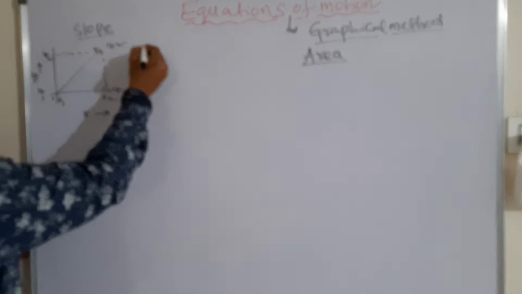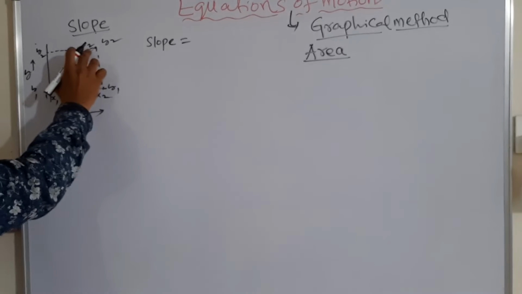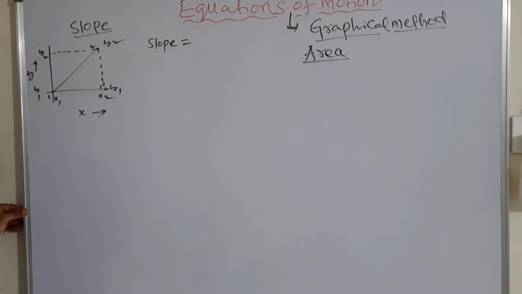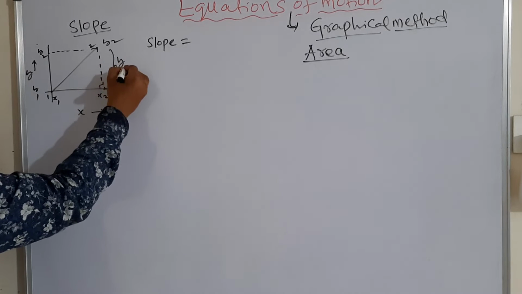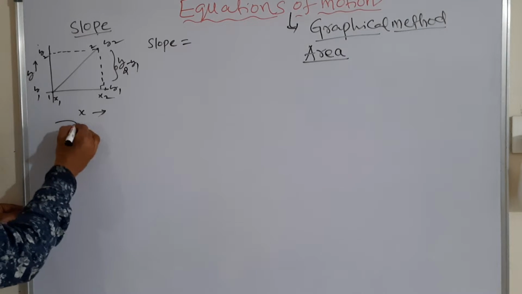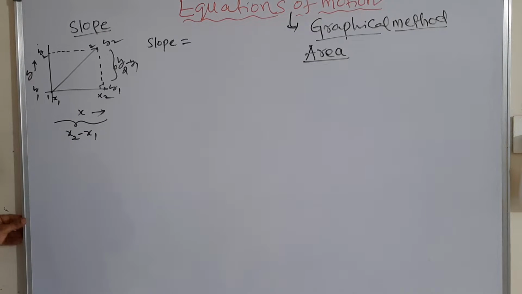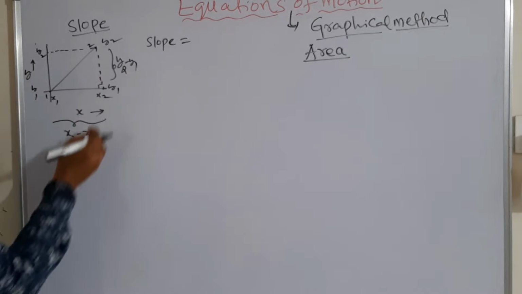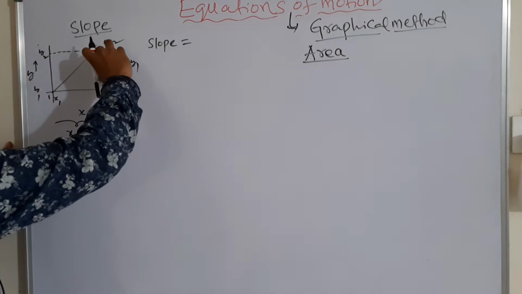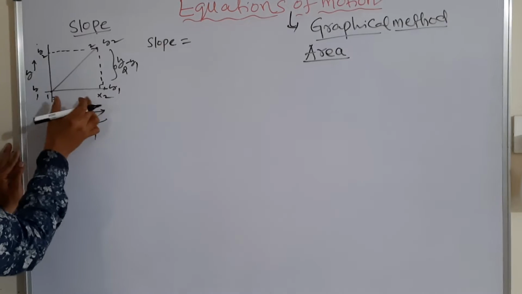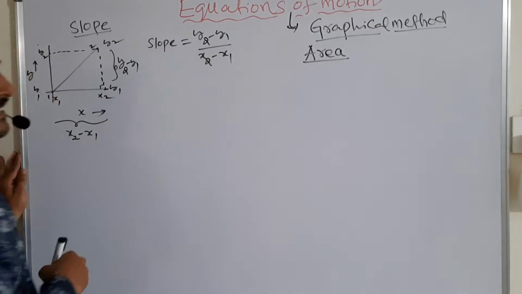Right. Then see here, slope is equal to the ratio of these two sides. Ratio of this side by this side. This side length is y2 minus y1. The side of this axis is x2 minus x1. The length of y-axis is y2 minus y1. The length of x-axis is x2 minus x1. Then slope is equal to the ratio of this length by this length. So slope is equal to y2 minus y1 by x2 minus x1. This is slope.